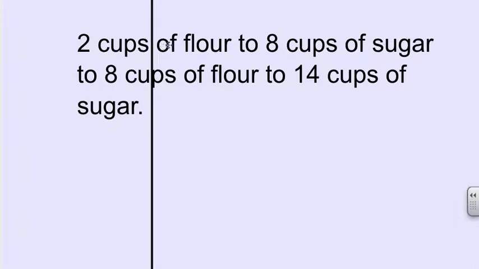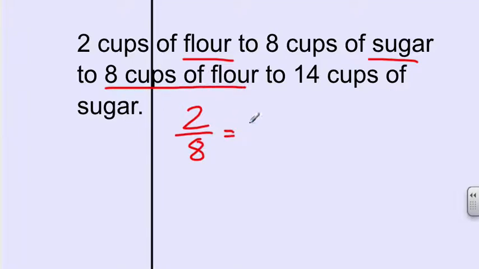Try one more, like this one. Go ahead and hit pause. All right, welcome back. So in this case, I'm comparing flour to sugar. I have 2 cups of flour to 8 cups of sugar. And then here I have flour again. That's going to equal 8 cups of flour to 14 cups of sugar. So I shouldn't have written these so close together.